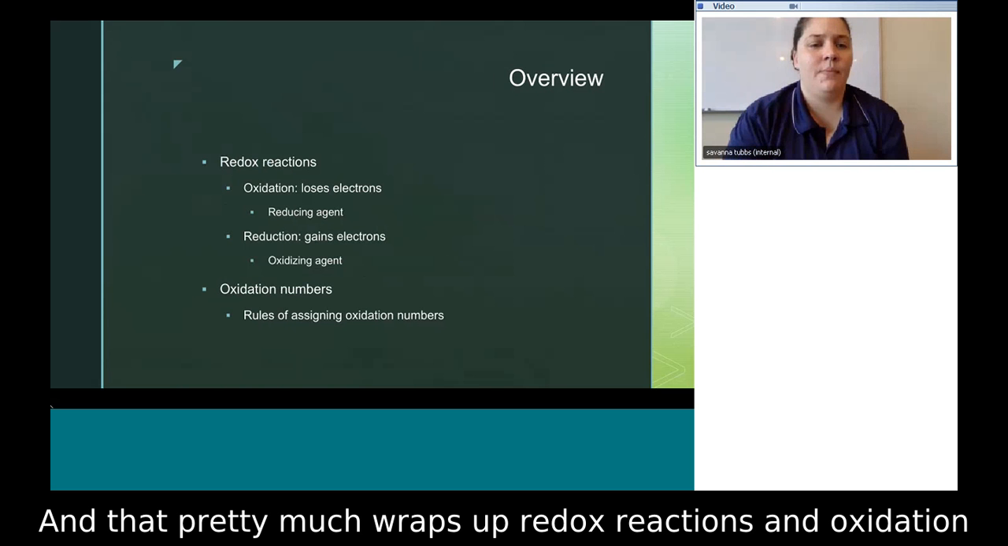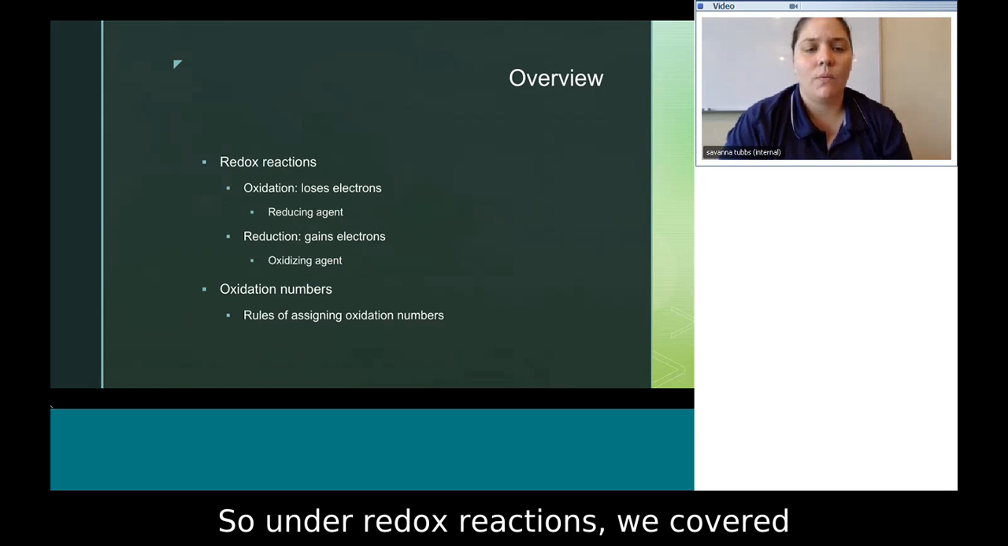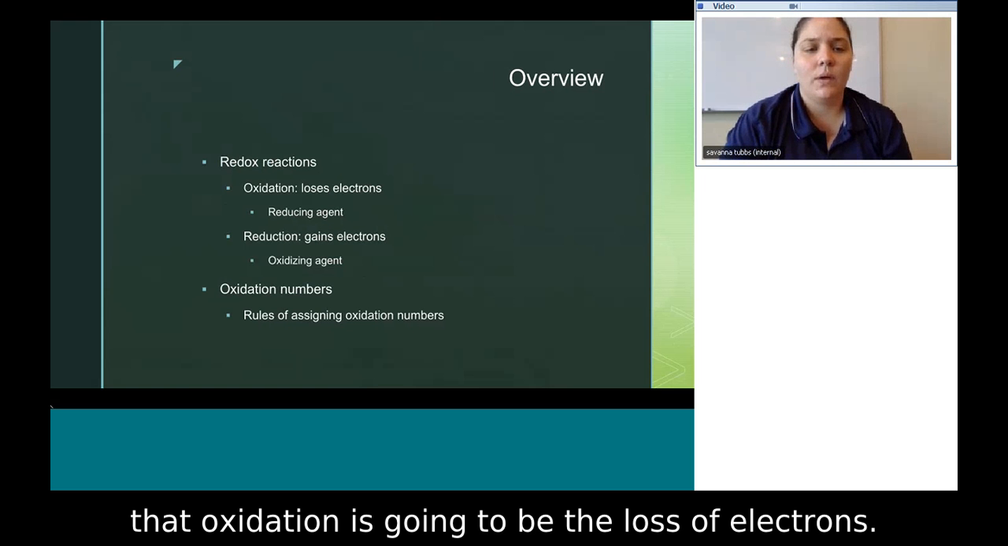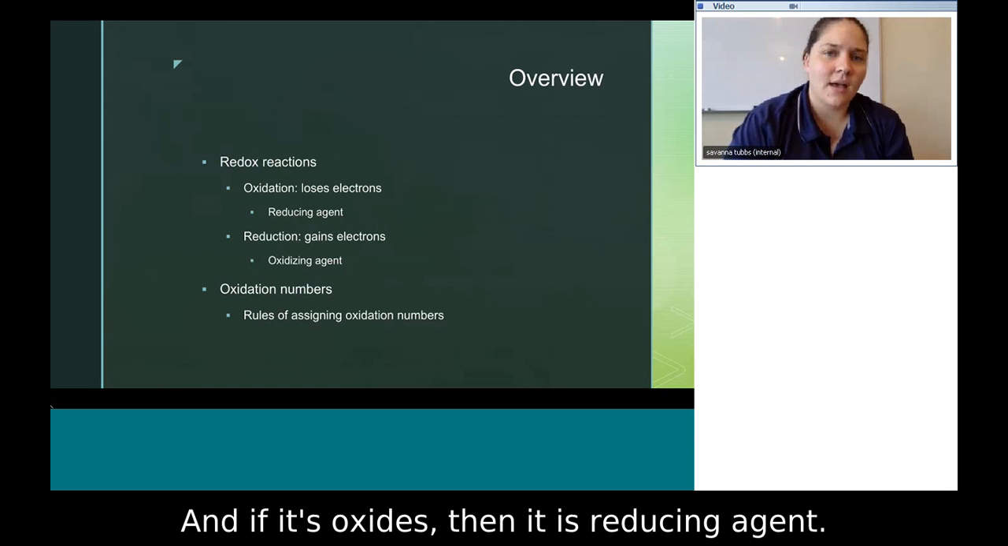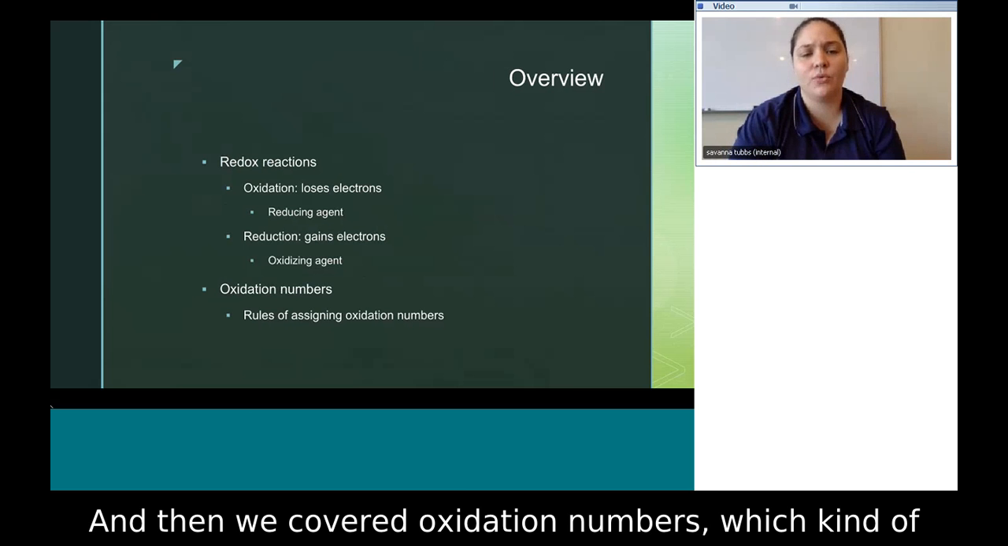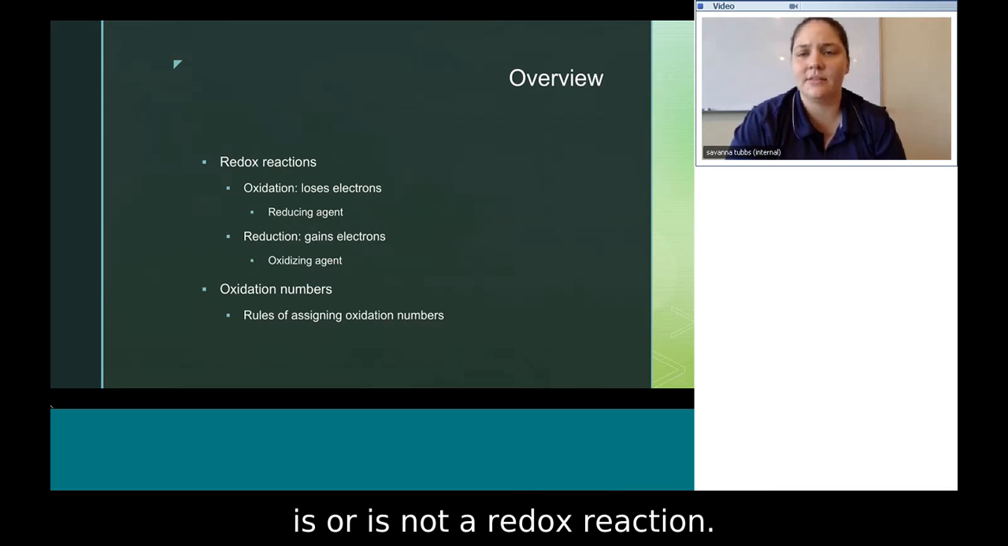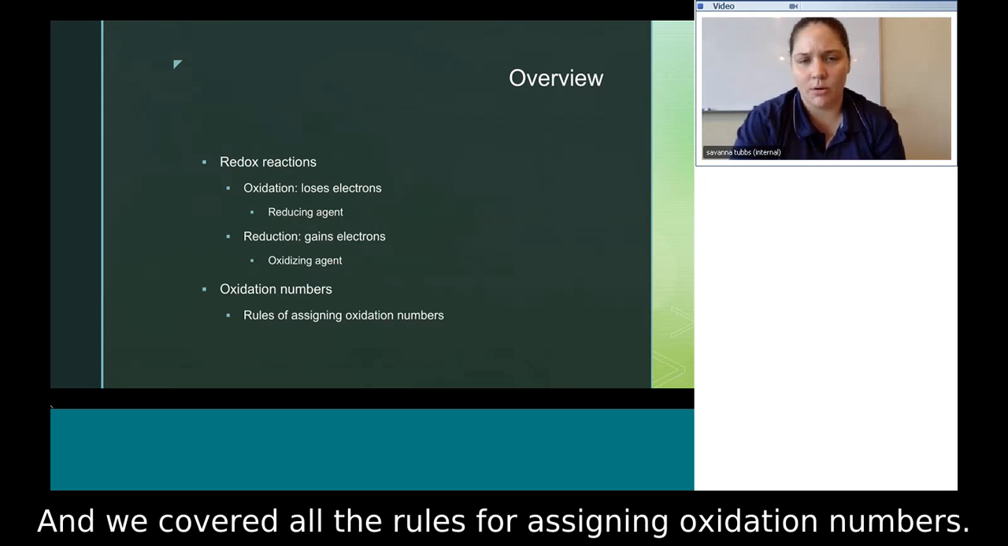And that pretty much wraps up redox reactions and oxidation numbers. So let's go over a brief overview of everything we covered. So under redox reactions, we covered that oxidation is going to be the loss of electrons, and if it's oxidized, then it is the reducing agent. If something is reduced, it's gaining electrons, which means it is the oxidizing agent. And then we covered oxidation numbers, which kind of falls under redox reactions because you need them to be able to determine whether something is or is not a redox reaction. And we covered all the rules for assigning oxidation numbers.